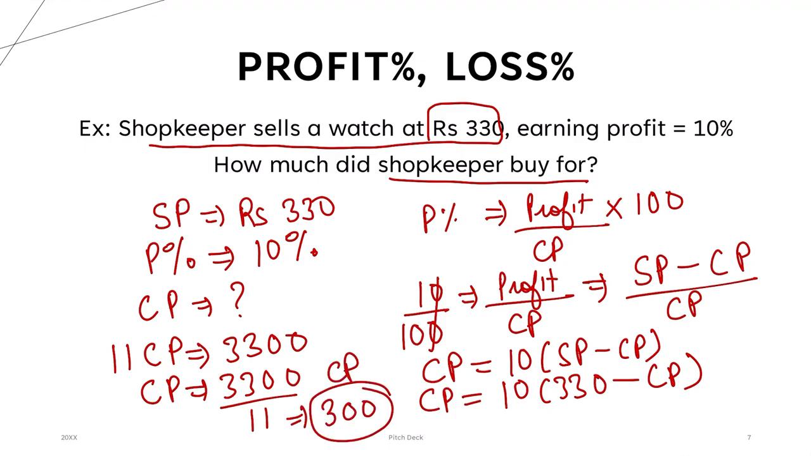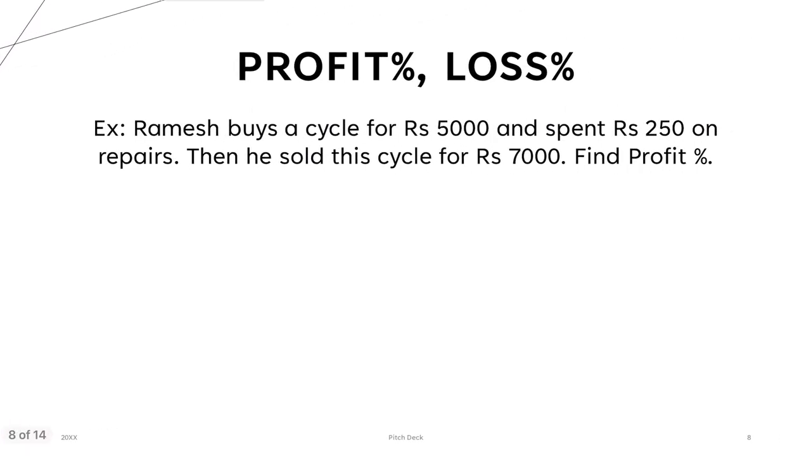Why did we do it? We started with the profit percent formula. Then we should know that profit is equal to SP minus CP, not the other way around. Then we calculate the value of CP. I hope this is clear. Very simple question. The shopkeeper has bought it for 300 rupees, selling it for 330 rupees. That is why he is making a profit of 10%.